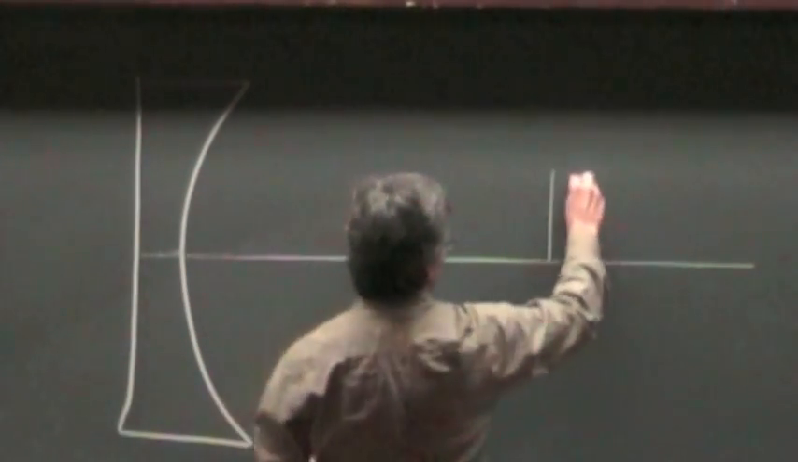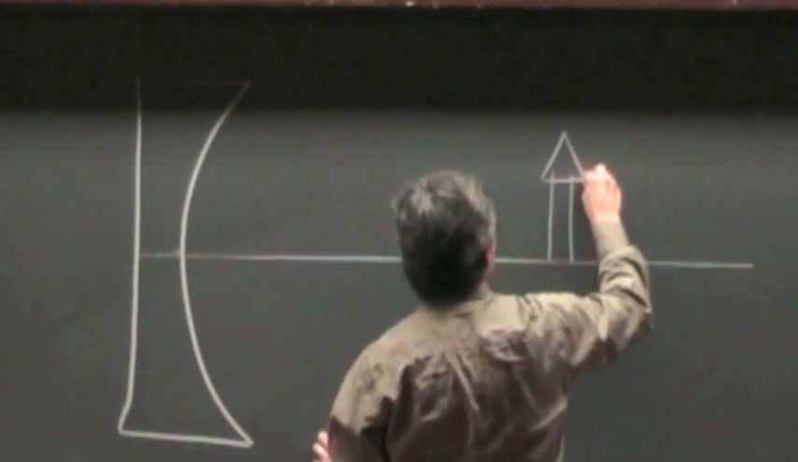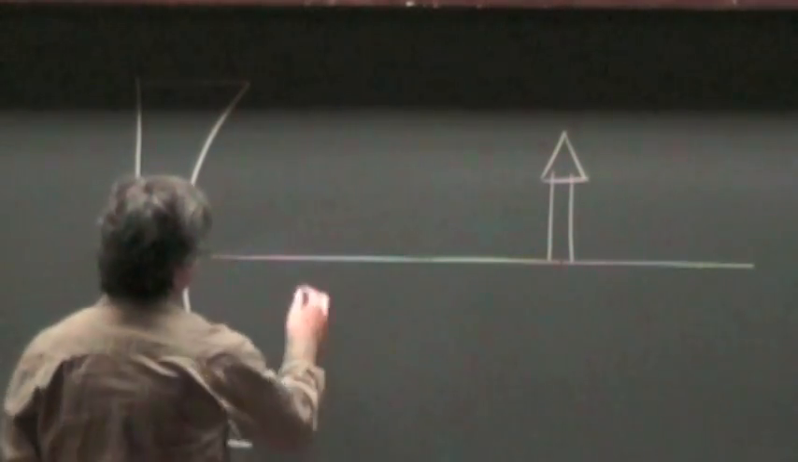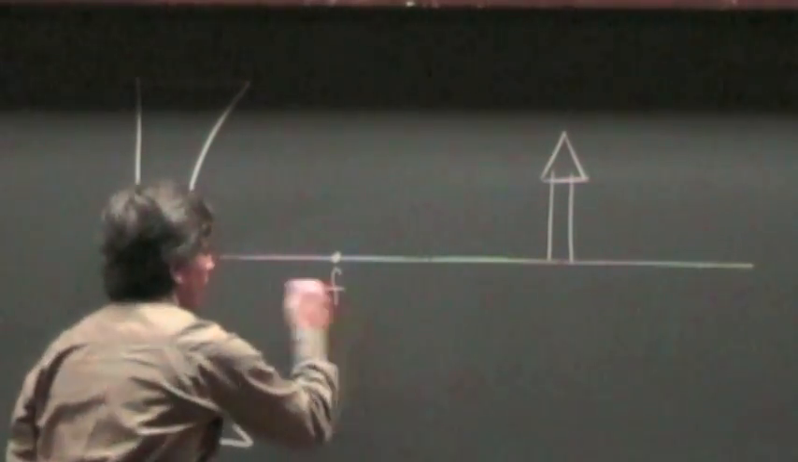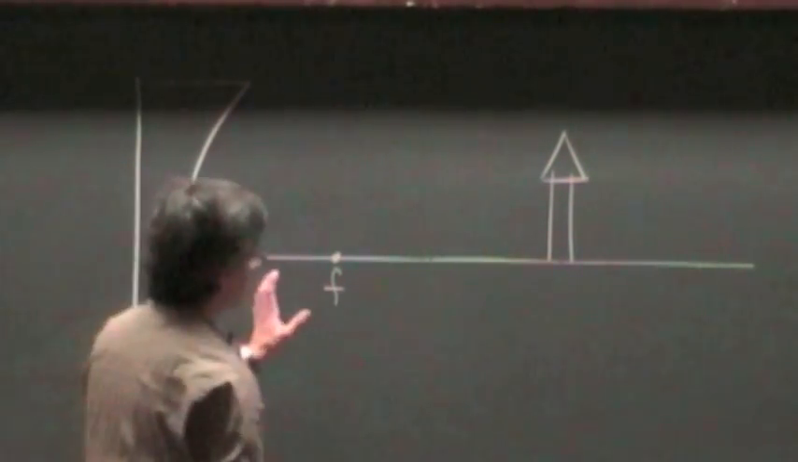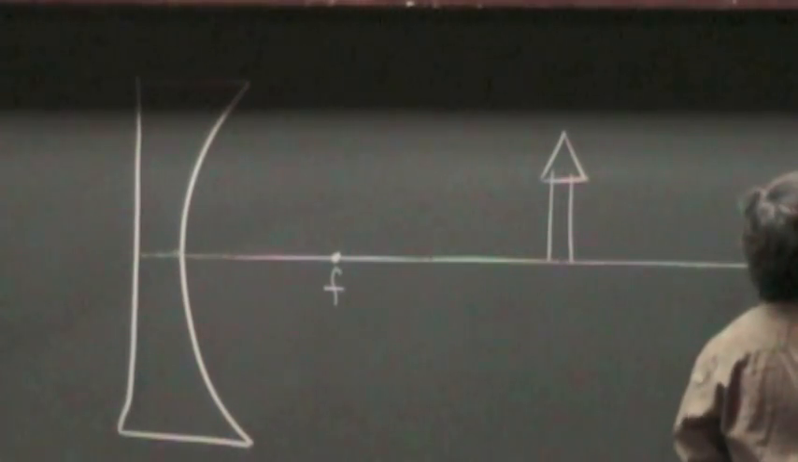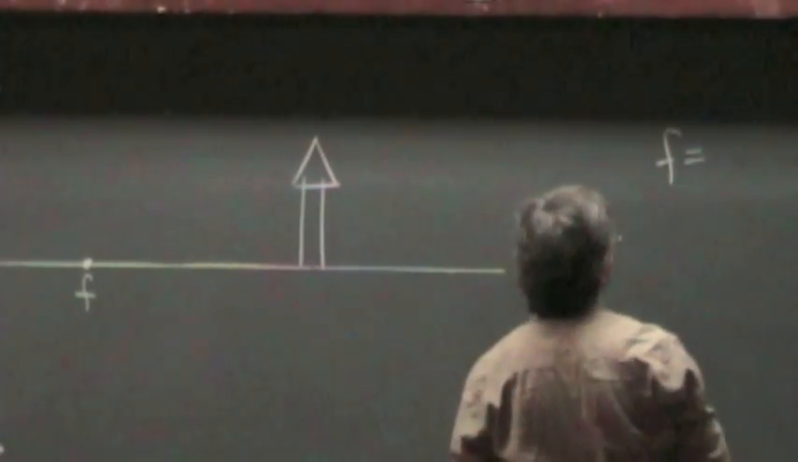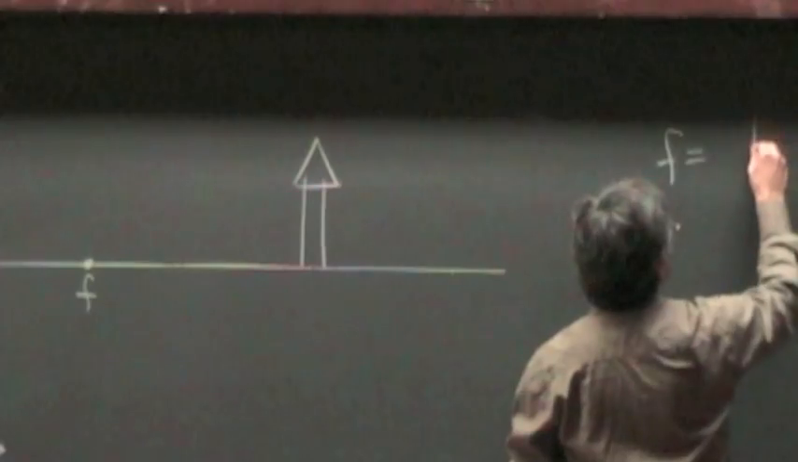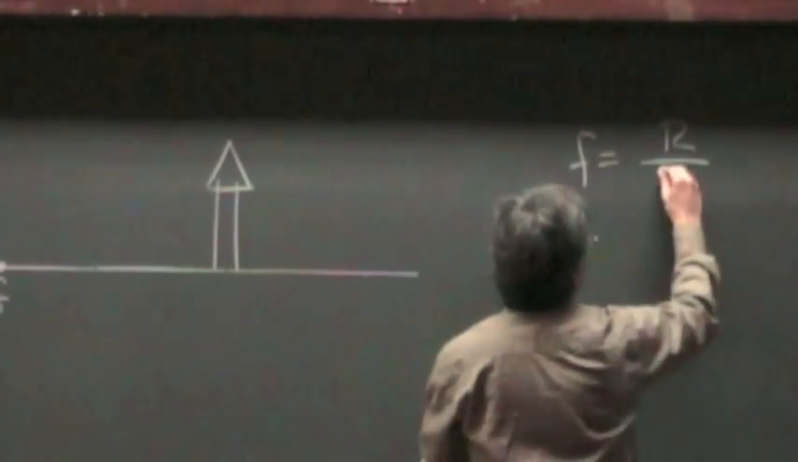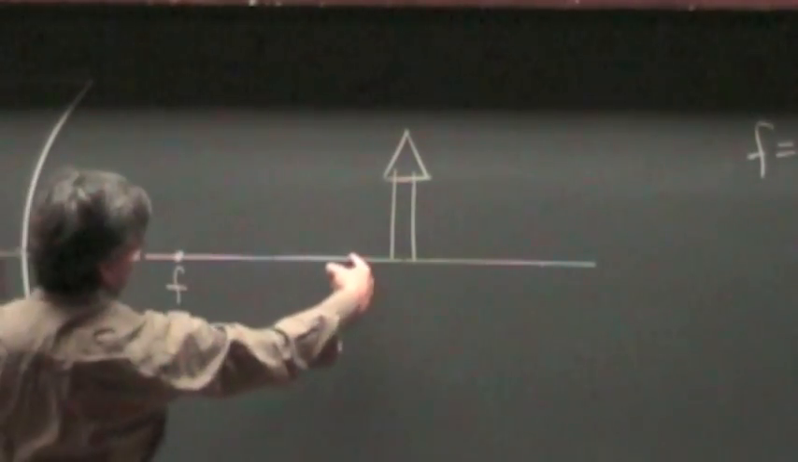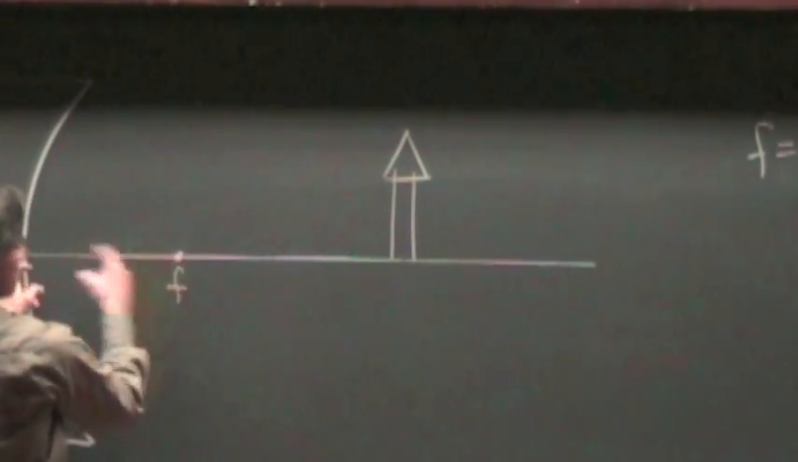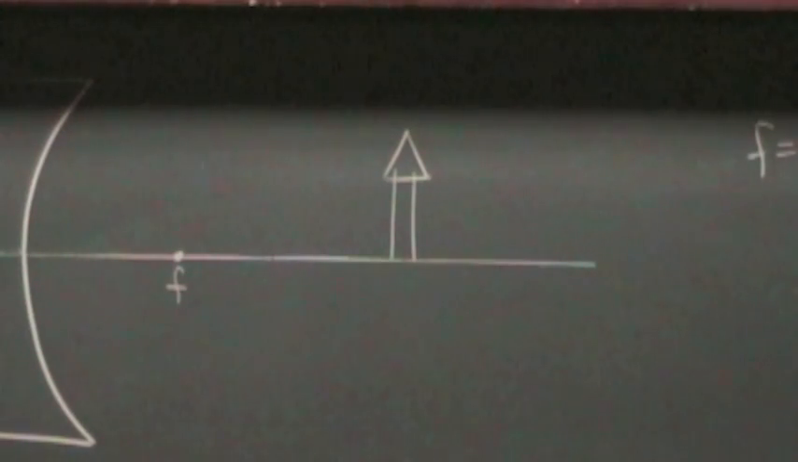Let's put an object somewhere here. The focal point of this mirror, let's say that is there. You could check in your book for a derivation of this simple formula that tells you that the focal length is equal to the radius of curvature of the mirror divided by 2. So the center of this circumference here will be somewhere here, right? Half of that distance is the focal point for that mirror. That's the point where parallel light rays get focused.